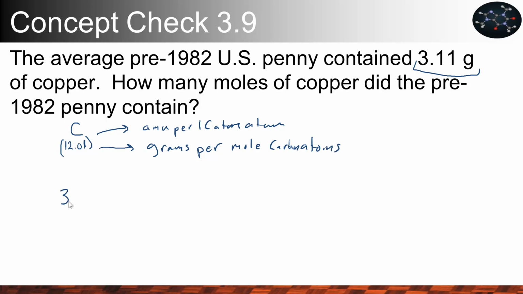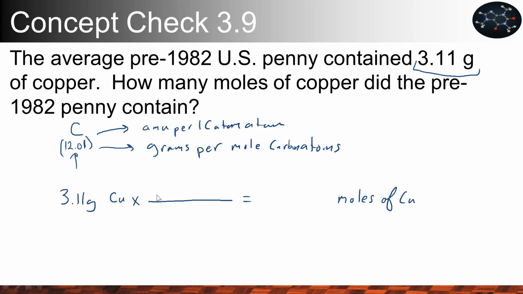So if I have 3.11 grams of copper, the symbol for copper is Cu. We can go to a periodic table and look up this little number for copper and see how many grams there are per mole of copper. Use that as a ratio, just like any other conversion we've done, and end up with moles of copper. So go to your periodic table and take a look at this.